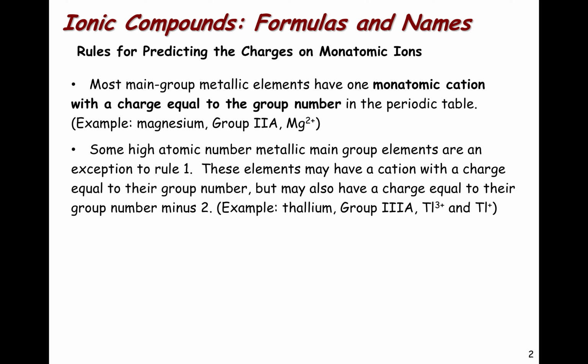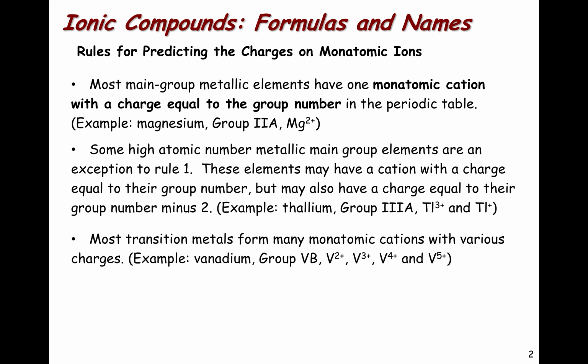So, for example, thallium can form both a 3 plus and a 1 plus ion. If we go over here, tin can form a 4 plus ion and a 2 plus ion. Those differences in 2 charges correspond to the 2 electrons in the s-type orbitals.